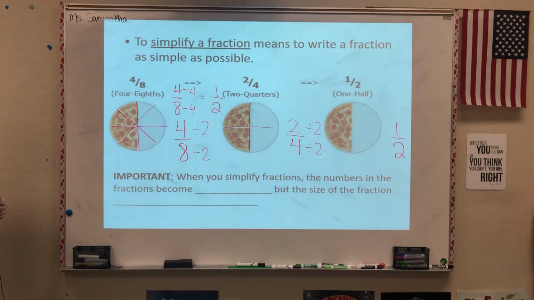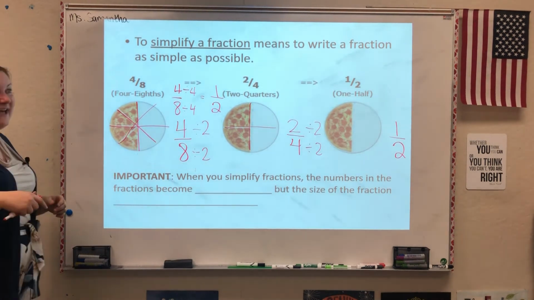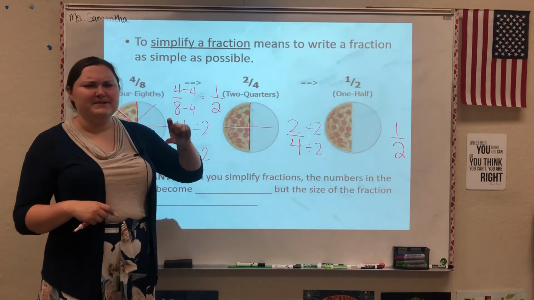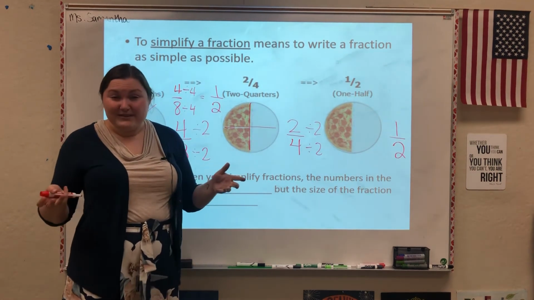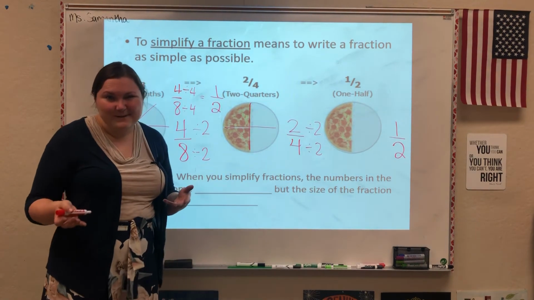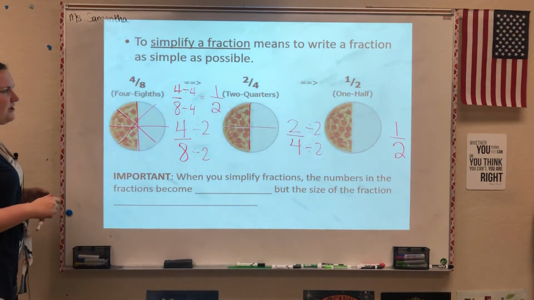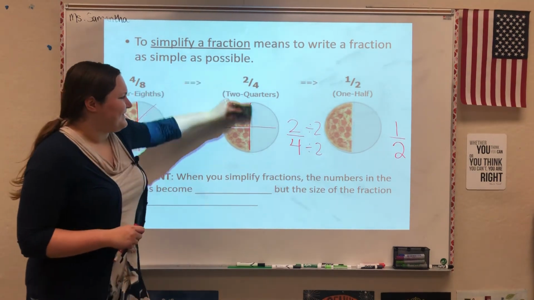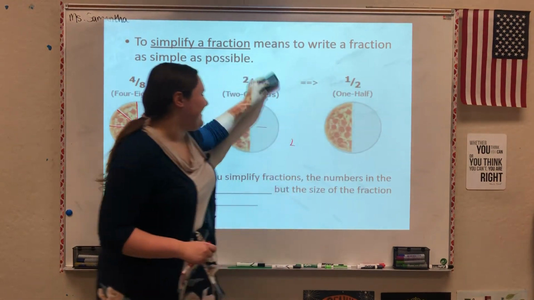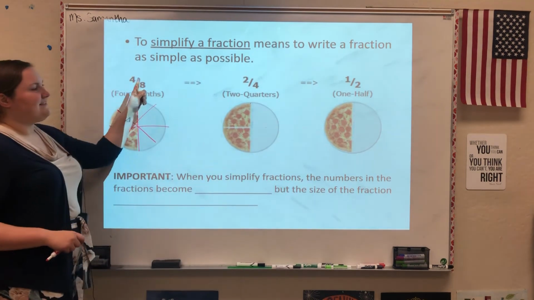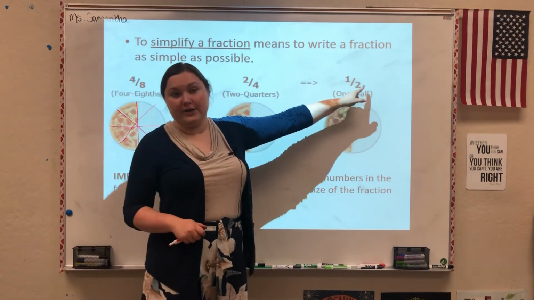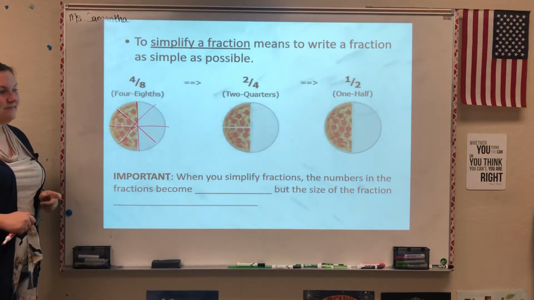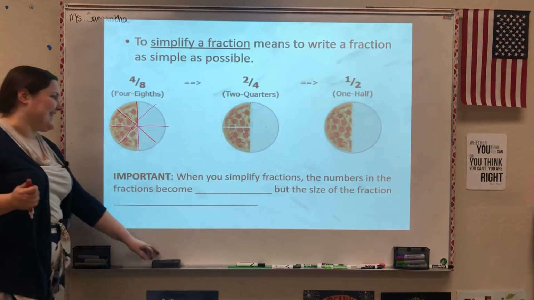Now, similar to what we had said last time, when you multiply the fractions by a common number, the numbers in the fraction get bigger, but the amount of the fraction stays the same. Similar idea here. When you are simplifying fractions like this, the numbers get smaller. What's happening to the amount of pizza though? The amount of pizza is staying the same.